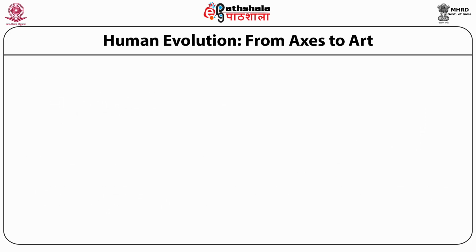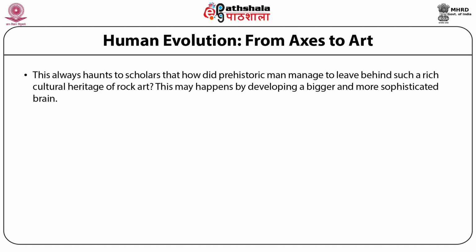Human evolution, from axis to art. This always haunts scholars: how did prehistoric man manage to leave behind such a rich cultural heritage of rock art? This may have happened through developing a bigger and more sophisticated brain. Brain performance is directly associated with a number of higher functions such as language and creative expression.